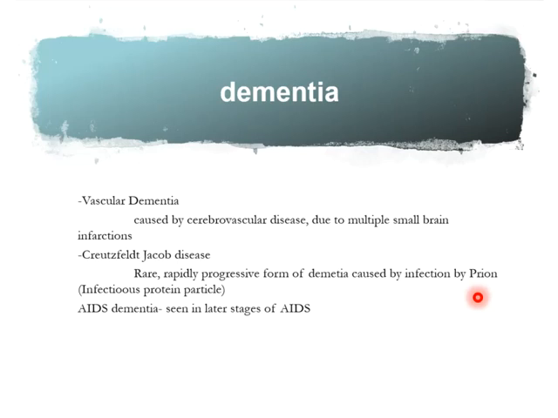The next dementia types were vascular dementia, which is caused by cerebrovascular disease, like small brain injuries or infarctions. Creutzfeldt-Jakob disease is a very rare, rapidly progressive form of dementia. It is caused by infection by a prion. Infections are caused by bacteria, viruses, protozoa, helminths, so many different types of organisms. One such abnormal thing is the prion. We did it when we were doing general pathology, and at that time I also mentioned this disease. So that's Creutzfeldt-Jakob disease. A prion is a protein particle. AIDS dementia is seen in the later stages of AIDS.